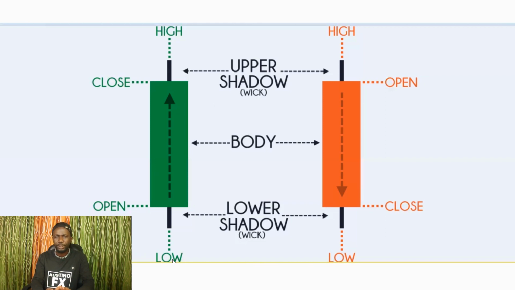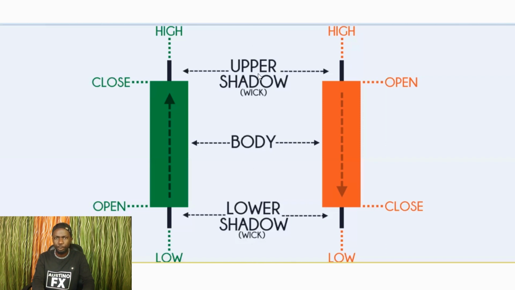So here we have the high, we have the close, we have the open, and we have the low. So this is what forms a candlestick: the high, the low, the open, and the close. The same thing here, we have the high, the open, the close, and the low.